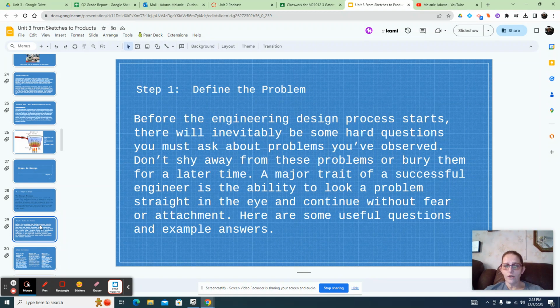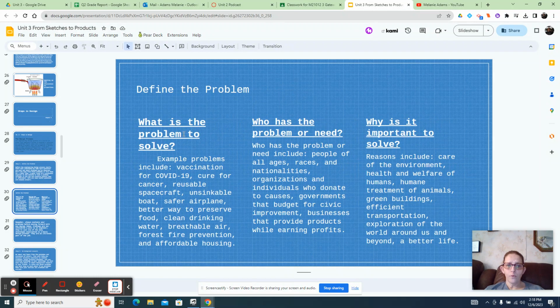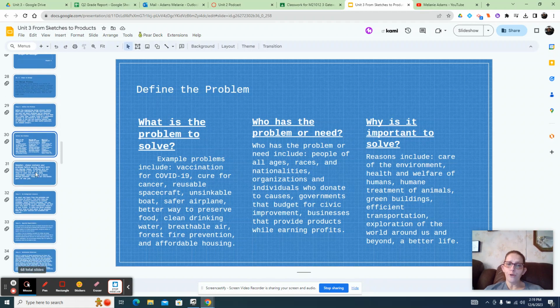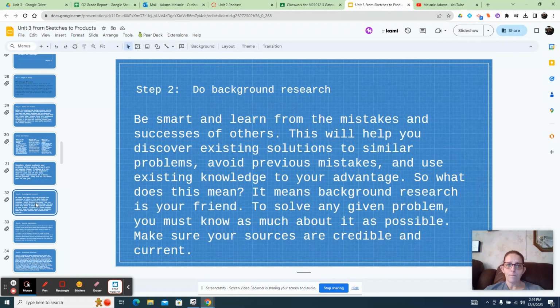First, you have to define the problem. What is it that you are trying to learn? What is it that you're trying to fix and solve? And what is the problem? Who has the problem or the need? And why is the problem important to solve? You have to really figure that out first and foremost before you can go any farther. So always evaluate your problem before moving on to anything else.